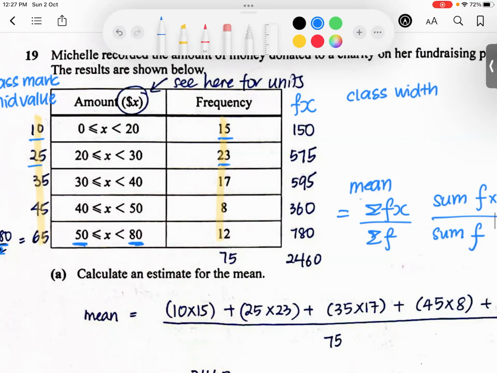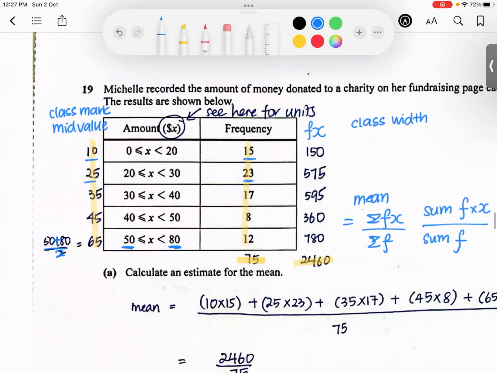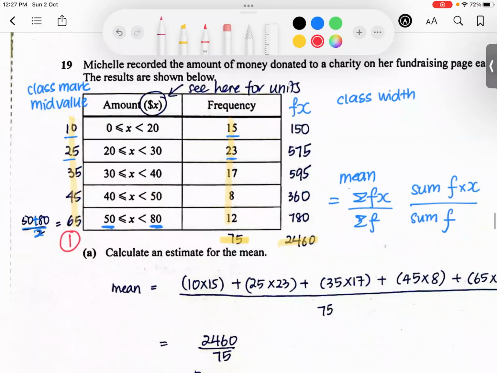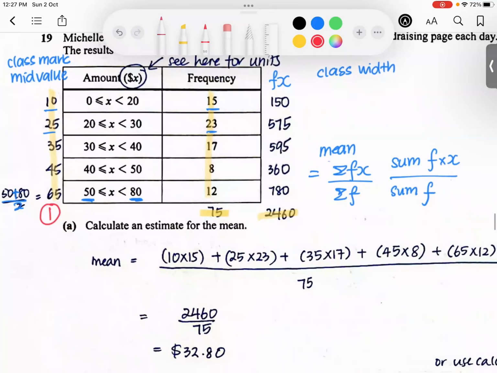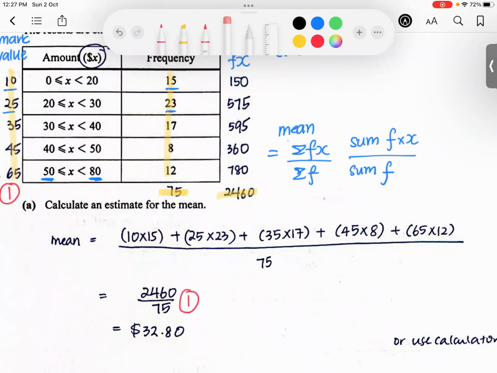The question says sum up, so I sum them up. Then divide by the sum of the frequency. As long as I get these numbers, I think they give 1 mark. Why is it 3 marks? They give 1 mark for finding the mid value, then another 1 mark for your working. Whether you write this or this doesn't matter, I'll just put the numbers. Then 1 mark for the final answer. So that's why this question costs 3 marks.